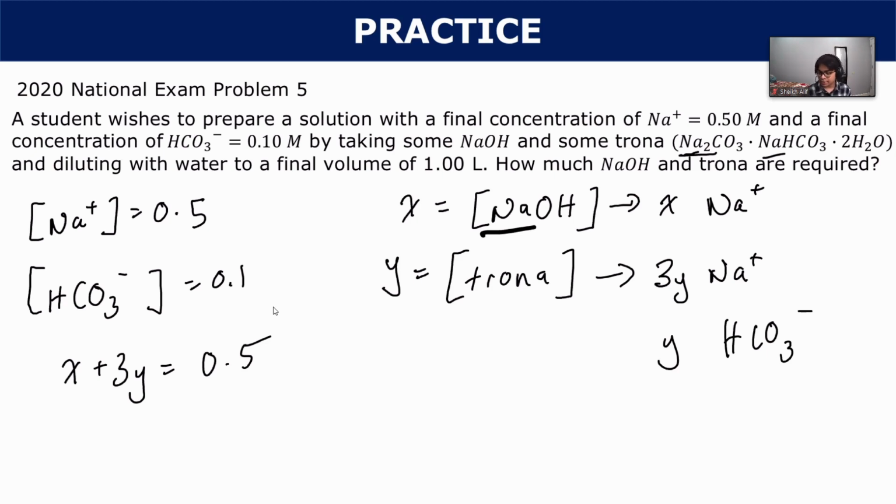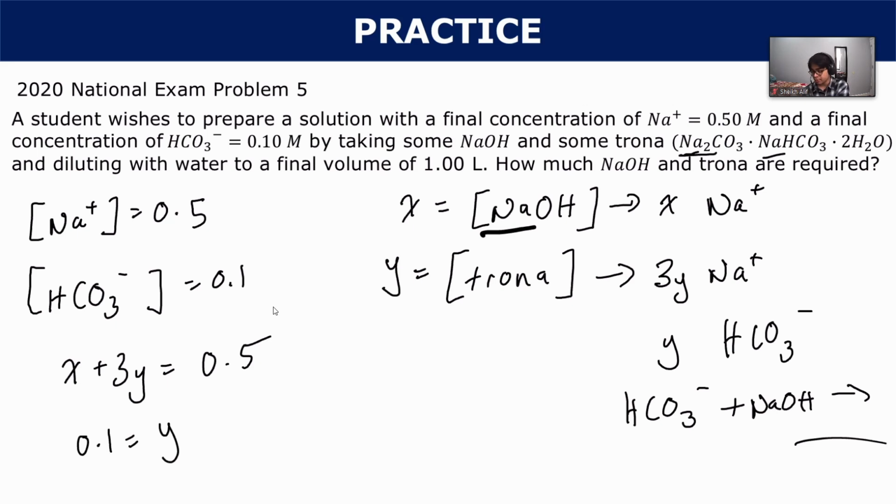But this is where it gets a bit complicated, because as it turns out, HCO3 minus is going to react with NaOH at whatever chance it gets to produce whatever. And so you needed to know that. And so really 0.1 is not going to equal just Y, it's going to equal Y minus X, because X amount is going to get used up in this reaction. And so the amount left that we have is going to be Y minus X.